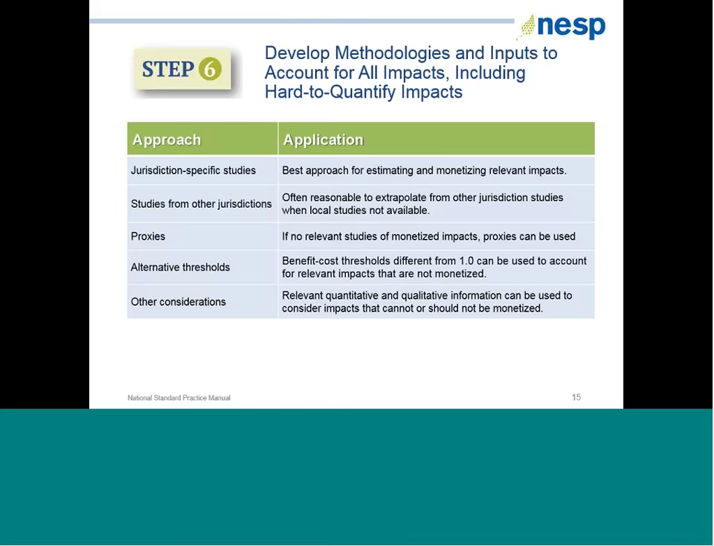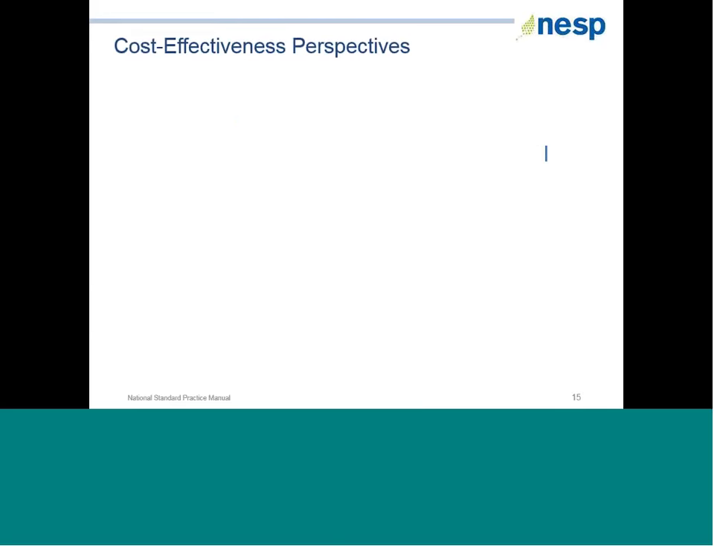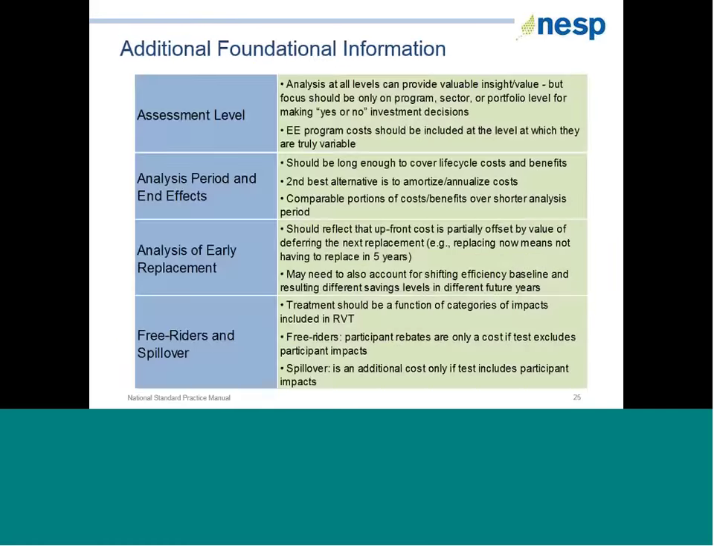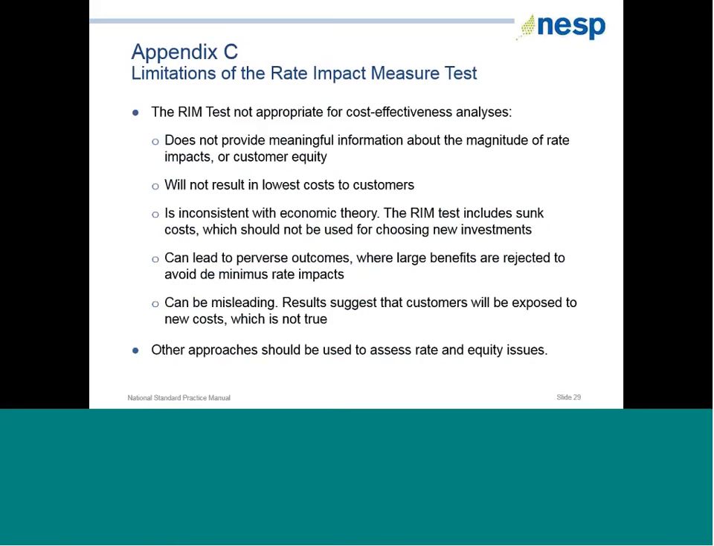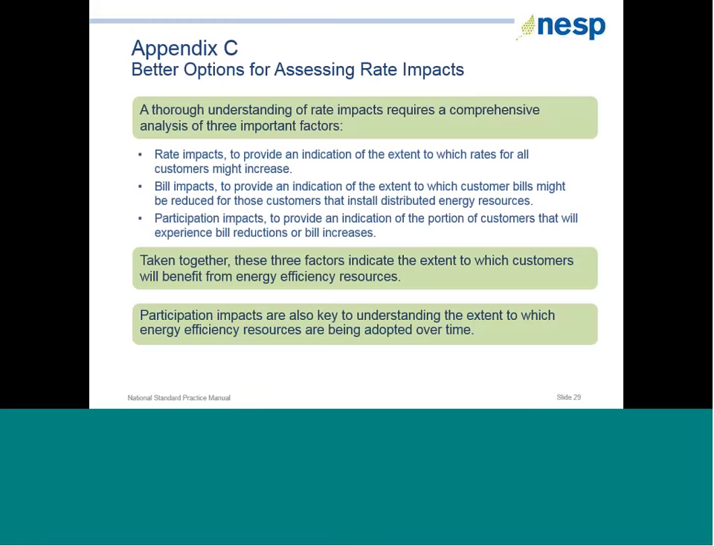And what we recommend, and I'm going to skip to it real quick since you asked, is at the very end of the manual, in Appendix C. Slide 29 talks about why you shouldn't use the rate impact measure test, but then we talk about what are better options to deal with rate impacts, because this is the issue.